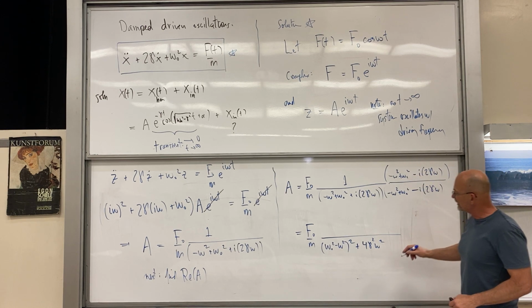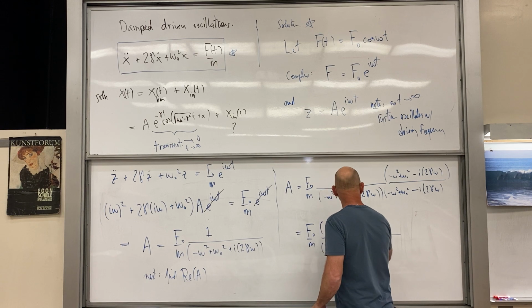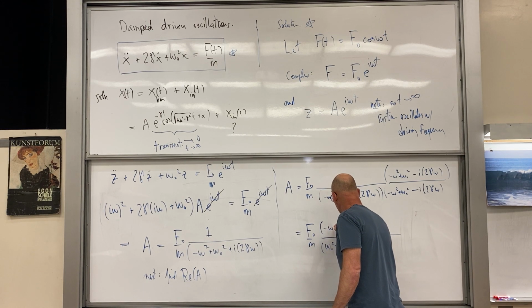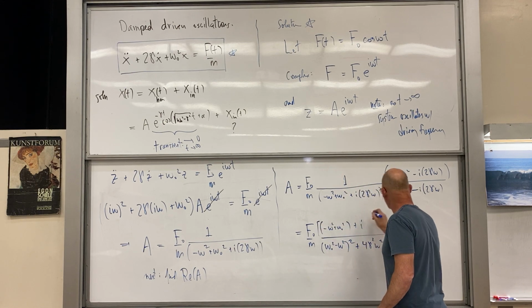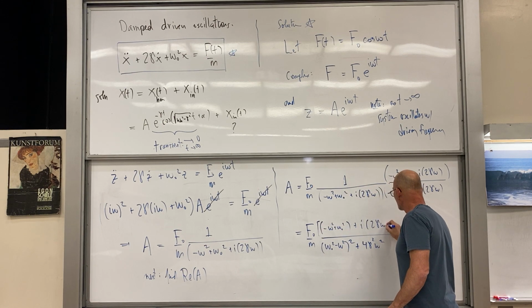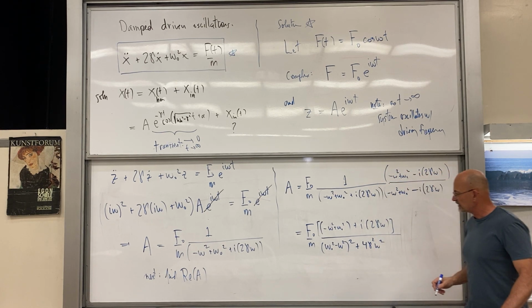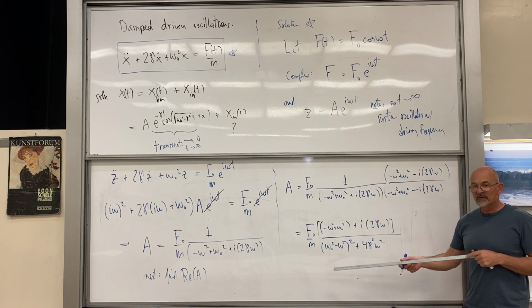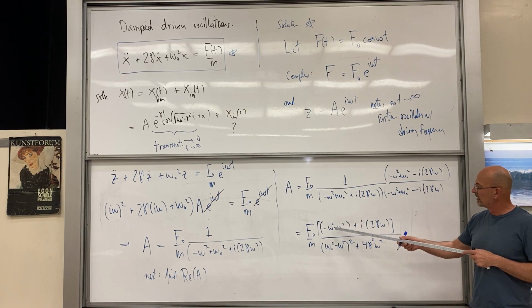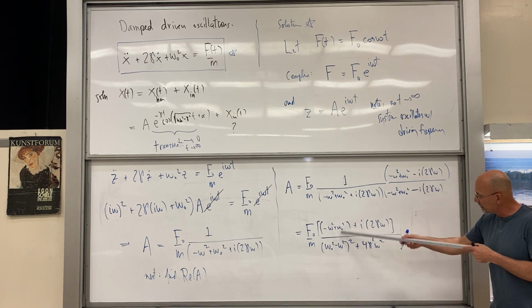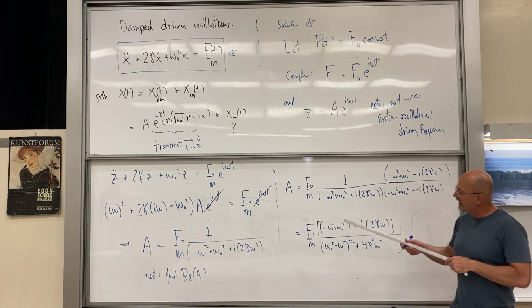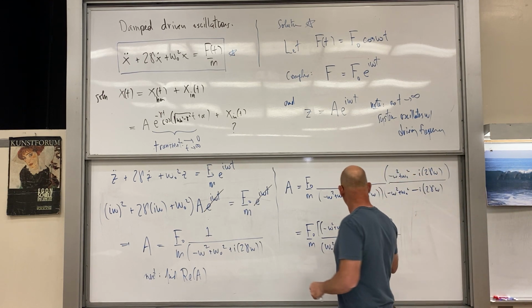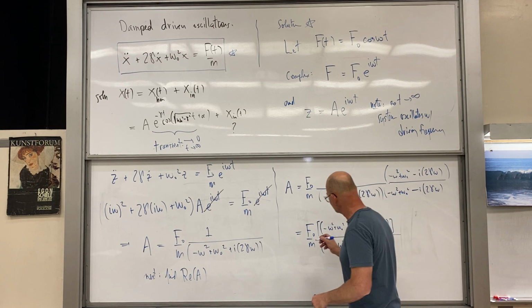And the numerator still has these two parts. Let's go ahead and write minus omega squared plus omega naught squared plus I times 2 gamma omega. So yeah, there's the amplitude, and we can now see the real part. It'll be this F naught over m, real part divided by that. Okay. So far so good. We want to do a second thing though. So we have that there, that's fine.